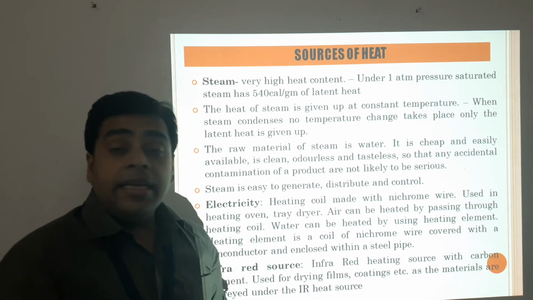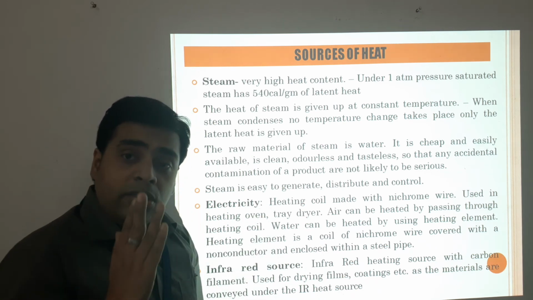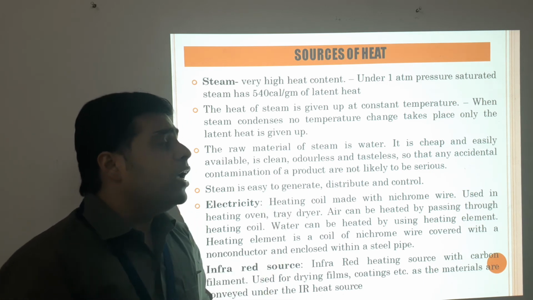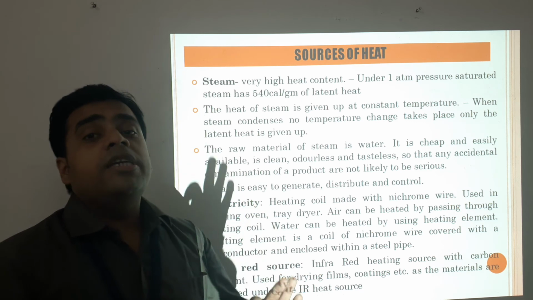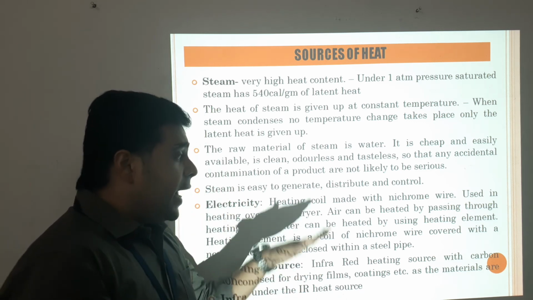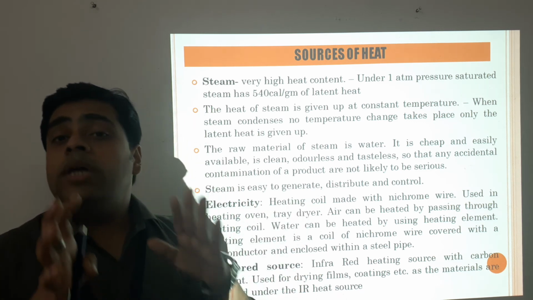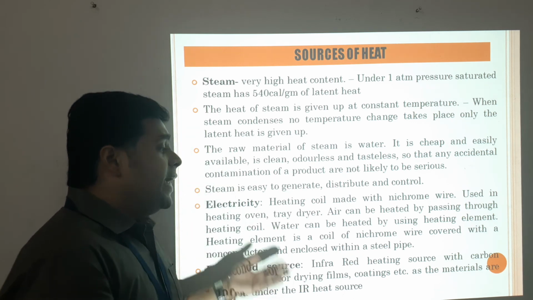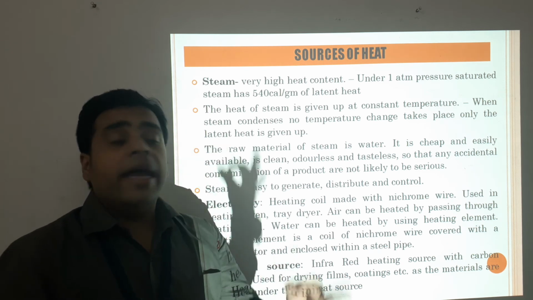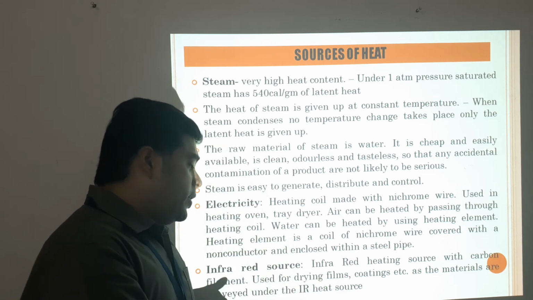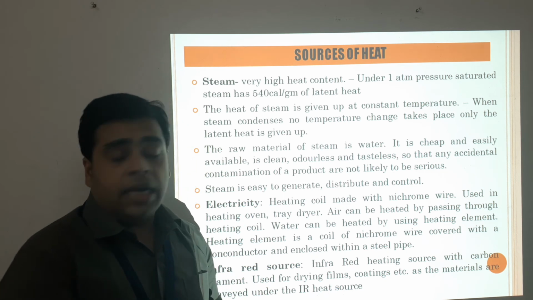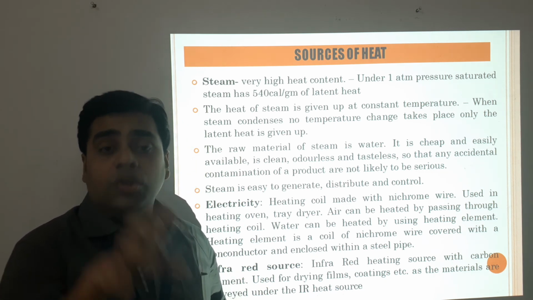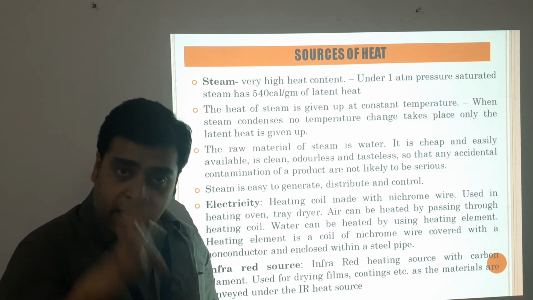Next after steam is electricity, the most common source, but it is not cheap. Definitely it is expensive. A heating coil made with nichrome wire is used in heating ovens and tray dryers. Air can be heated by passing through the heating coil. Water can also be heated by using a heating element. A heating element is a coil of nichrome covered with a non-conductor and enclosed with a steel pipe, so that there is no transmission of electricity to the user. That protection has to be provided.